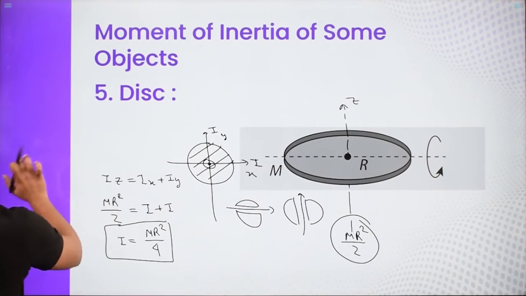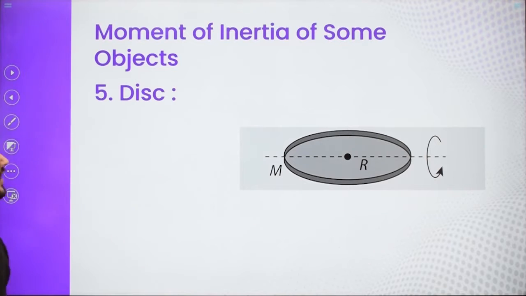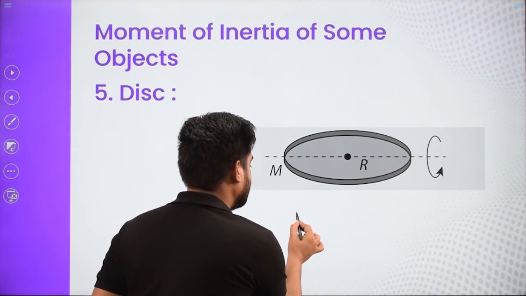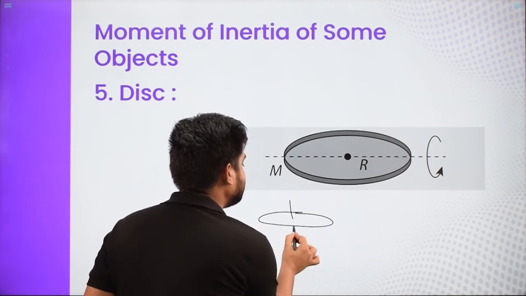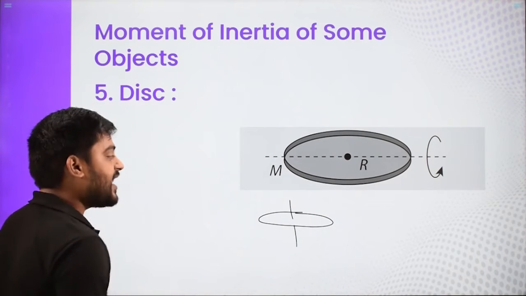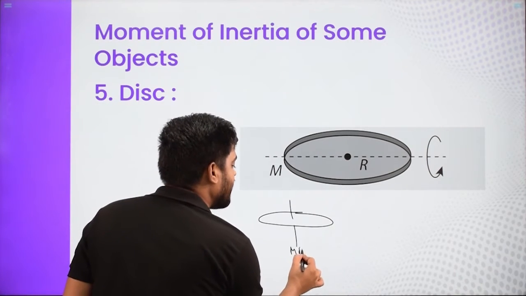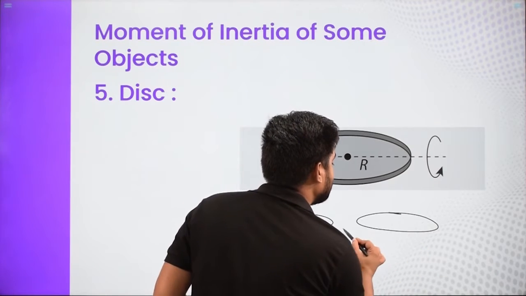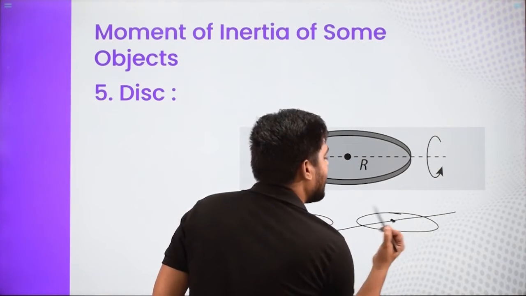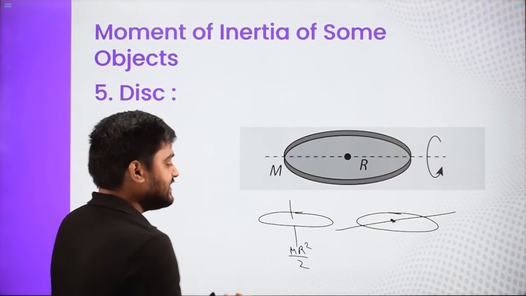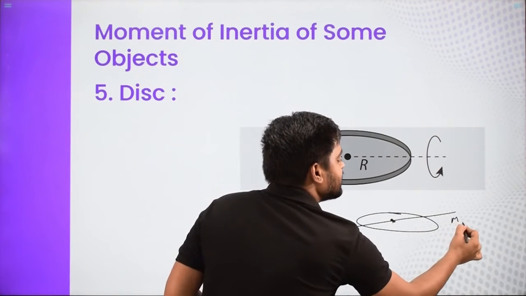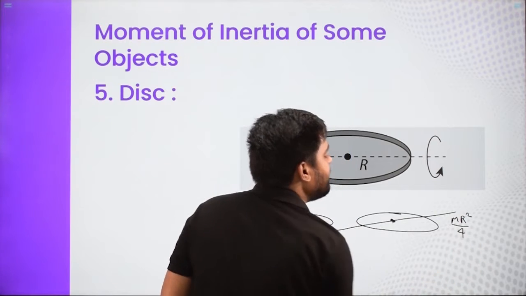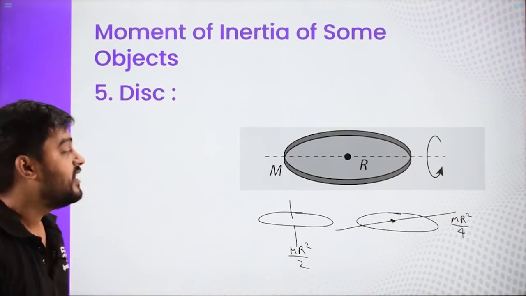Now, let us summarize this entire thing. Moment of inertia about the disk, about this axis which is perpendicular to the disk and passes through its center, is given by mr square by 2, while moment of inertia of the disk about this axis, which is also a diameter of the disk, is given by mr square by 4. What is m? M is the mass of the disk and r is the radius of the disk.